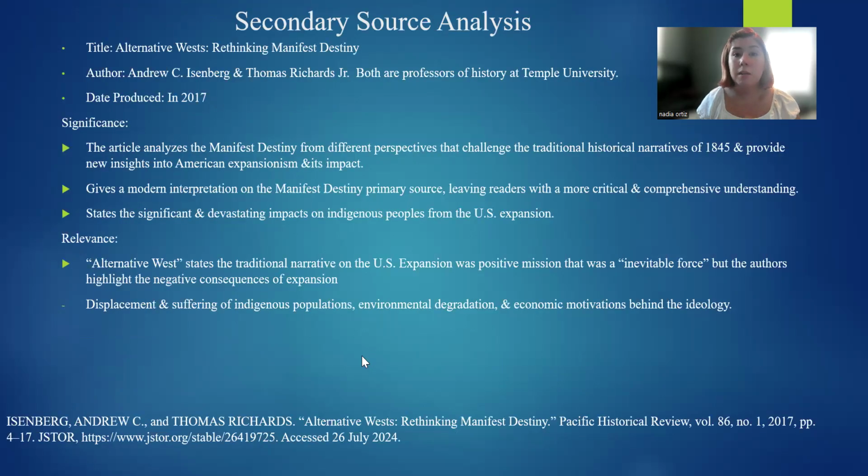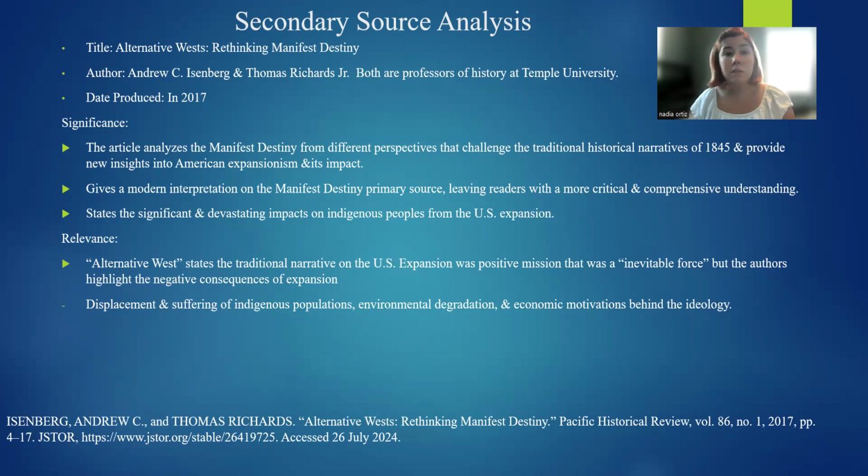The secondary source that I chose was titled Alternative West: Rethinking Manifest Destiny. This was written by Andrew C. Eisenberg and Thomas Richards Jr. Both are professors of history at Temple University. It was published in 2017, so it's modern.